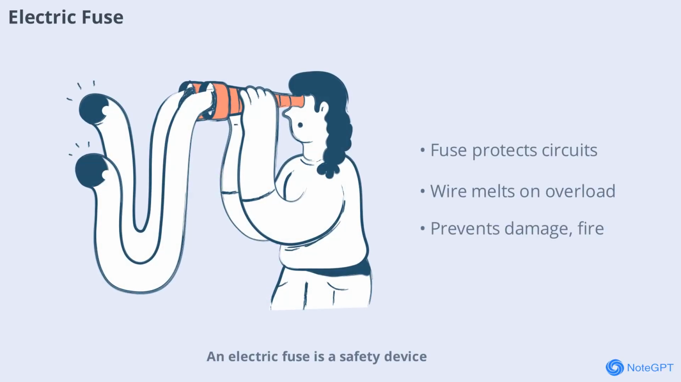Electric fuse is a safety device that protects electrical circuits from excessive current. It contains a thin wire that melts if the current exceeds a safe limit, breaking the circuit and preventing damage or fire. Fuses are used in homes, cars, and electronic devices. They are simple but effective, and understanding how they work is crucial for electrical safety. Always use the correct rating of fuse for your appliances.